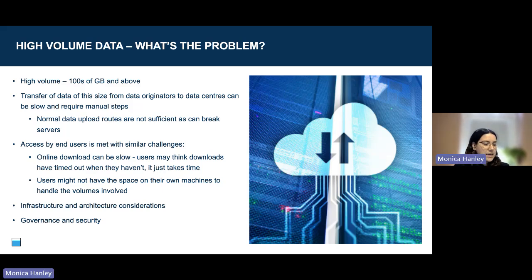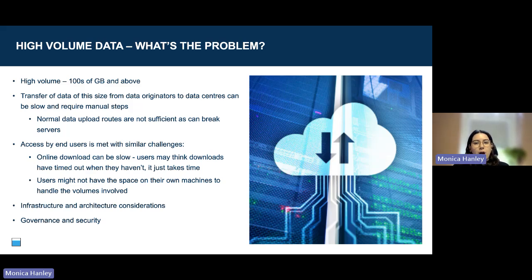So obviously transferring data of this size is quite difficult. There's challenges from getting it from the originators to the data centers, and it can be very slow, requiring lots of manual steps. Our normal data upload routes are not sufficient, and they can break our servers. And similarly, access by end users is met with equal challenges.